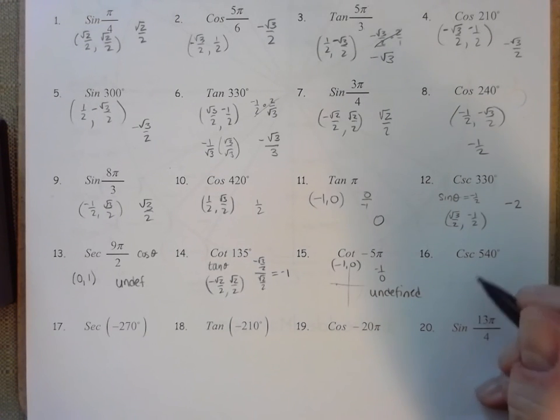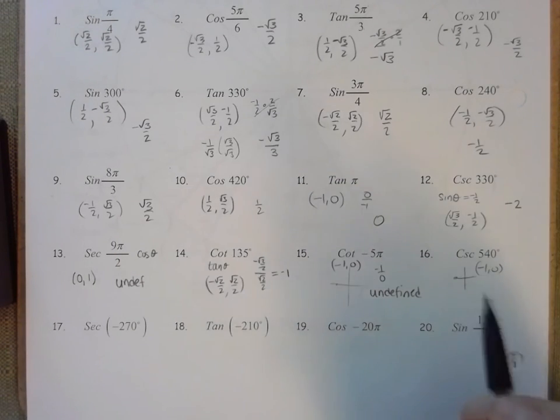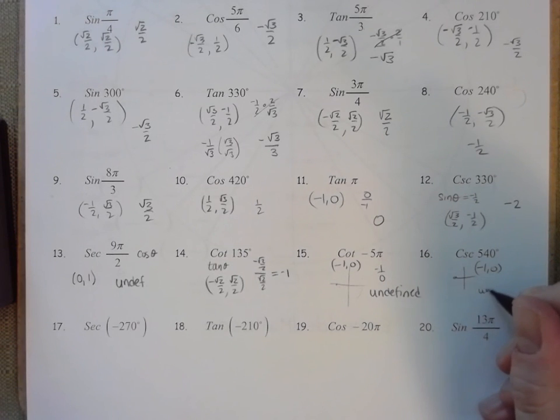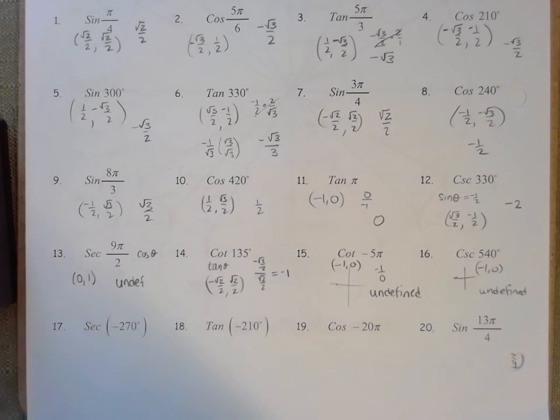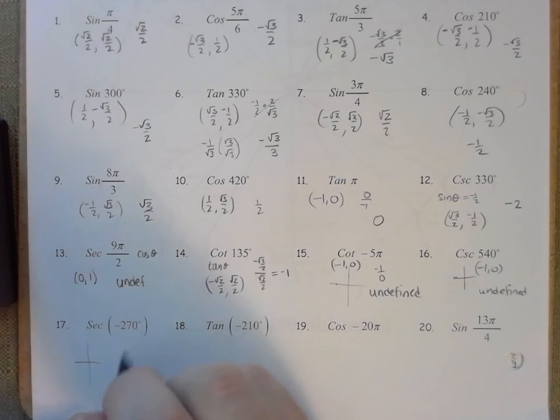Number 16, 540 degrees. 540 degrees ends up 360, 450, 540. Also at the point -1, 0. The cosecant is the reciprocal of the y-coordinate. There is no reciprocal of the value of 0. This is the reciprocal of sine. Bottom row. Secant of 270 degrees, -270, -90, -180, -270 is the point 0, 1.